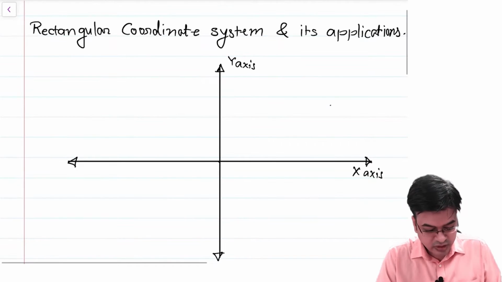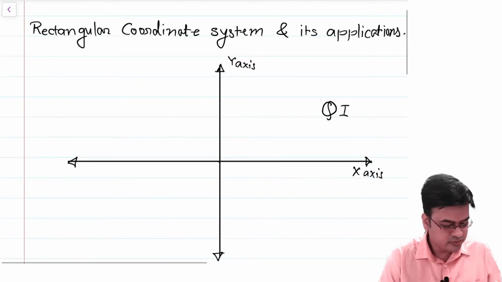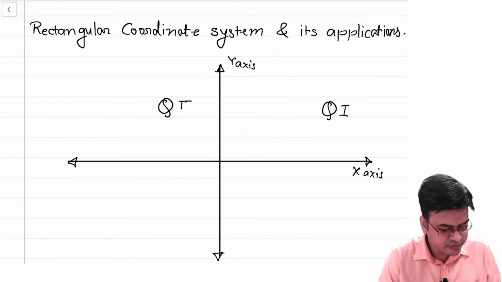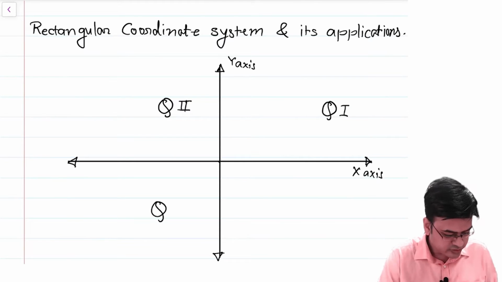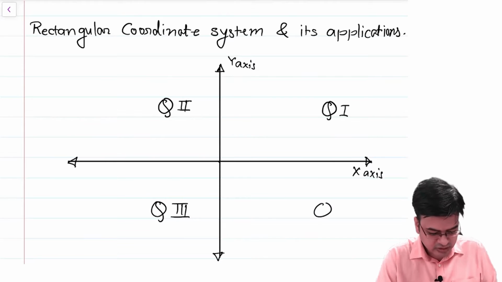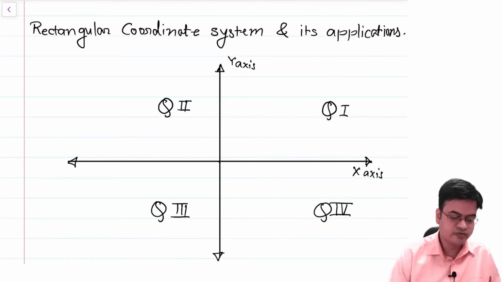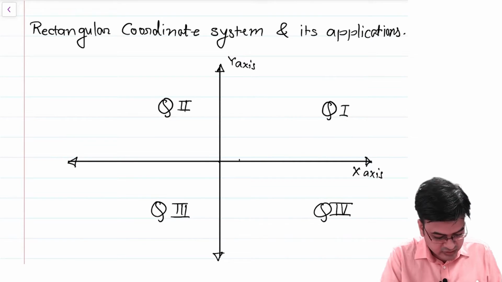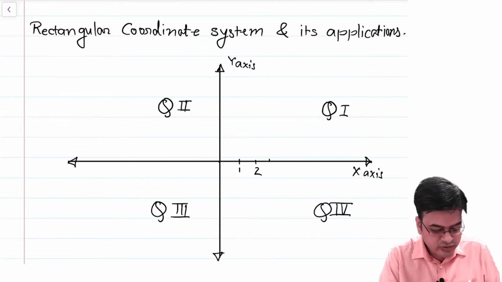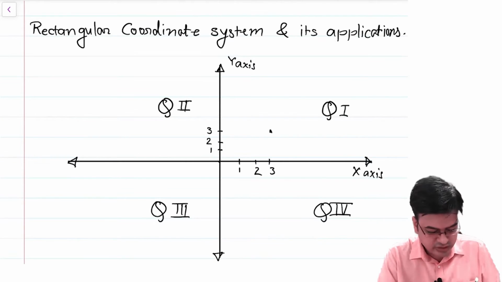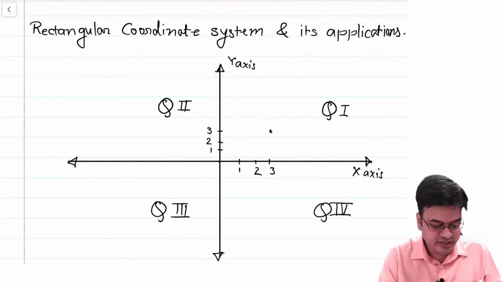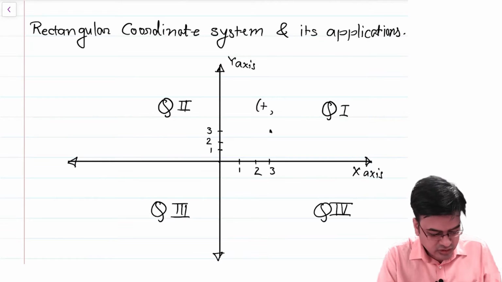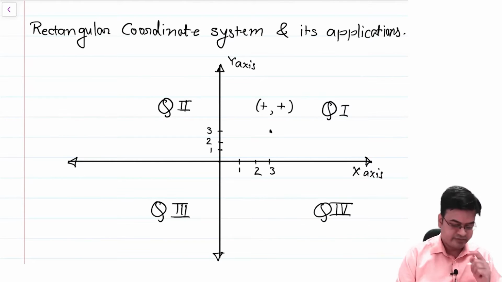So this quarter will be called quarter 1, so I will denote it as Q1. This quarter will be called Q2, this quarter will be called Q3, and this quarter will be called quarter 4 or quadrant 4. Now what is a typical feature of these quadrants? In this, the values taken on the x-axis are going to be positive and values taken on the y-axis are also going to be positive. So all points represented in this quadrant will have x and y with positive parity.